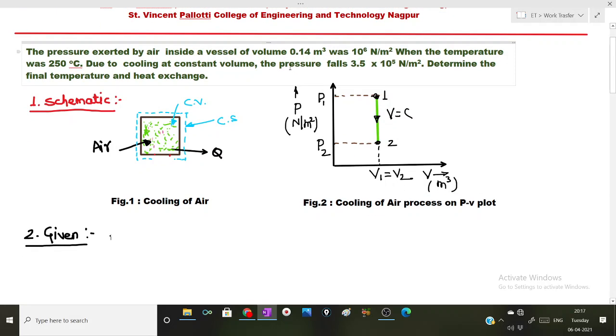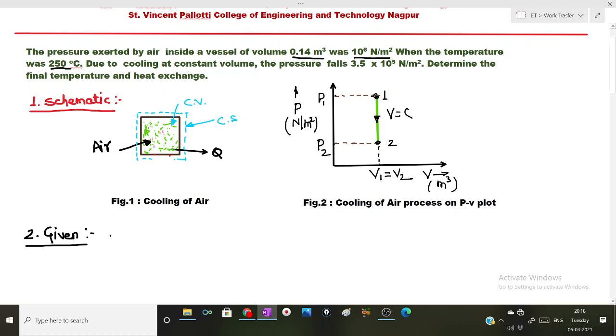The problem statement is like this. The pressure exerted by air inside a vessel of volume 0.14 meter cube was 10 to power 6 Newton per meter square when the temperature was 250 degrees Celsius. Due to cooling at constant volume, the pressure falls to 3.5 into 10 to power 5 Newton per meter square. Determine the final temperature and heat exchange.